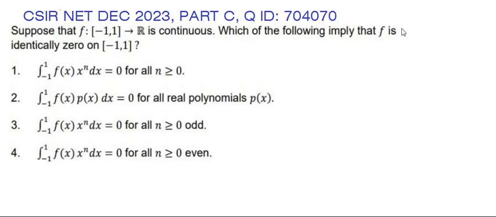In this video, we will solve a problem asked in CSIR NET December 2023, Part C. Question ID 704070. Here we are given a function f from [-1, 1] to the set of real numbers, which is a continuous function. Based on this, we have to find which of the given statements imply that f is identically equal to 0 on the closed interval [-1, 1]. So let us check the options one by one.